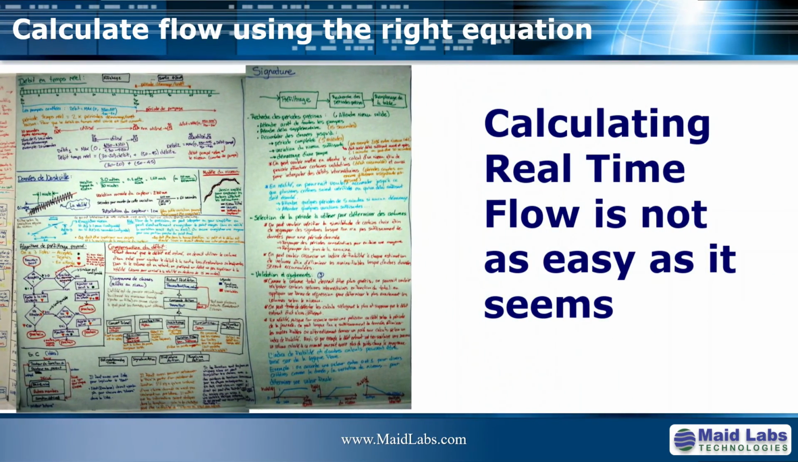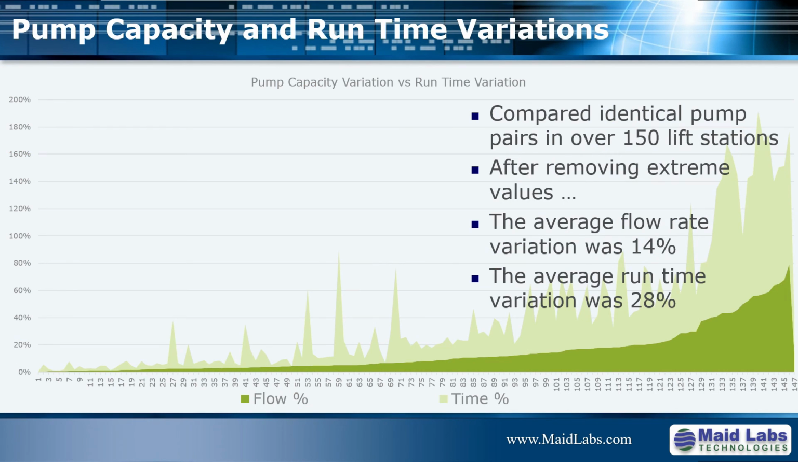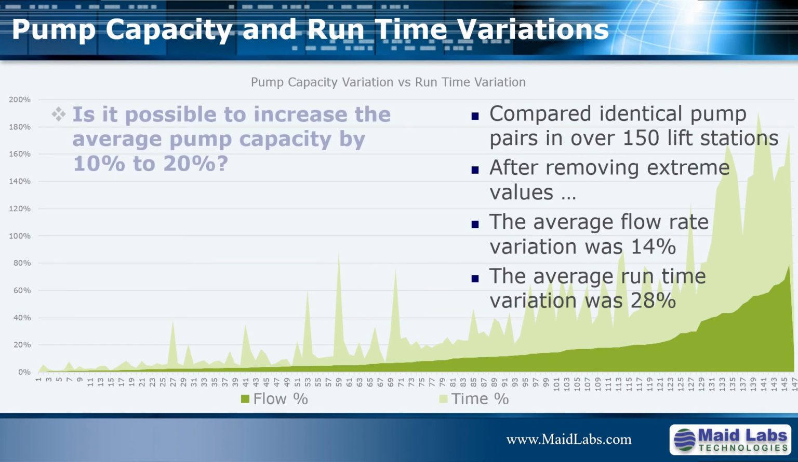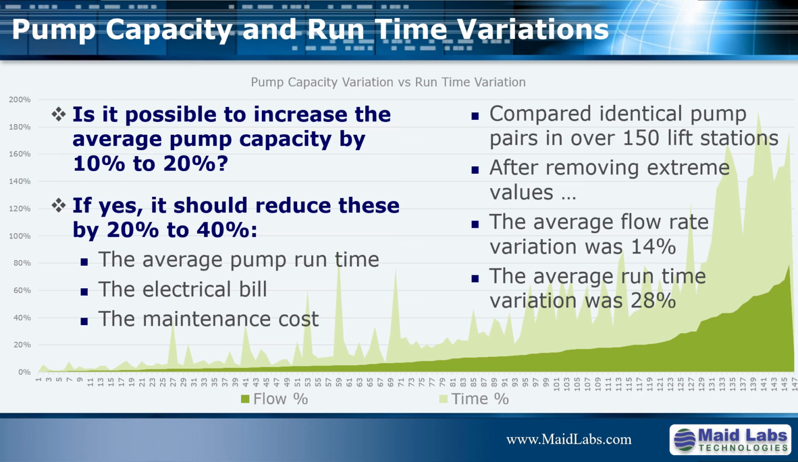One thing I did not too long ago, I decided to analyze pumps within over 150 lift stations just to figure out when there was a difference in pump capacity, what was the difference in pump run time, and arrive with a rule of thumb that for every percentage difference in pump capacity, you had twice that difference in pump run time. So if you can increase the pump capacity by only 5%, you will decrease the pump run time by 10%.